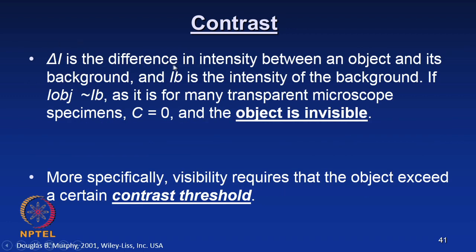Where delta I is the difference in the intensity between an object and its background, and I_B is the intensity of the background. If I objective is equal to I background, as it is for many transparent microscope specimens, C is equal to 0 and the object is invisible. More specifically, the visibility requires that the object exceed a certain contrast threshold.